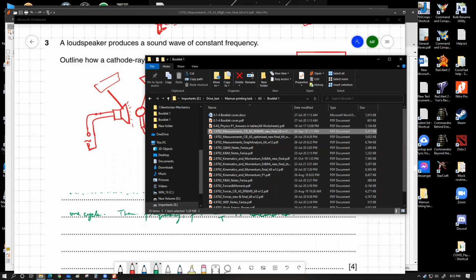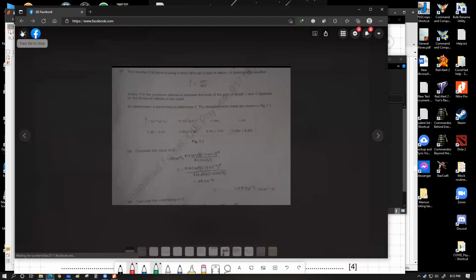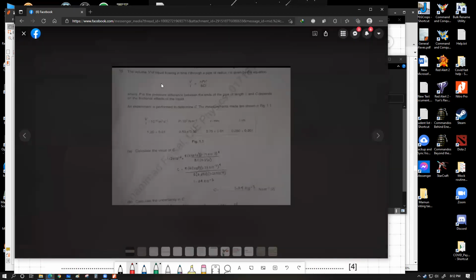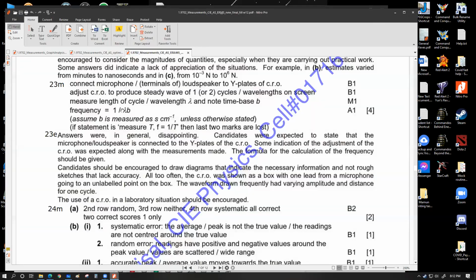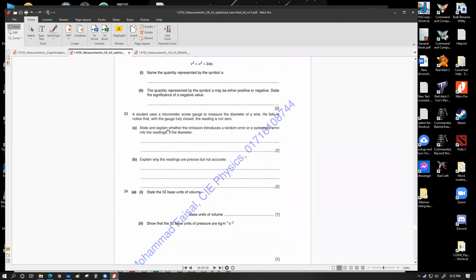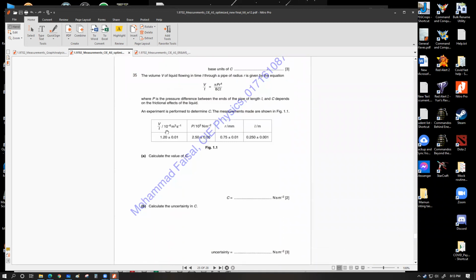So the next question that we have within this sequence was this one. The volume V of the following liquid is 35, P2 at 35. Let's have a look.